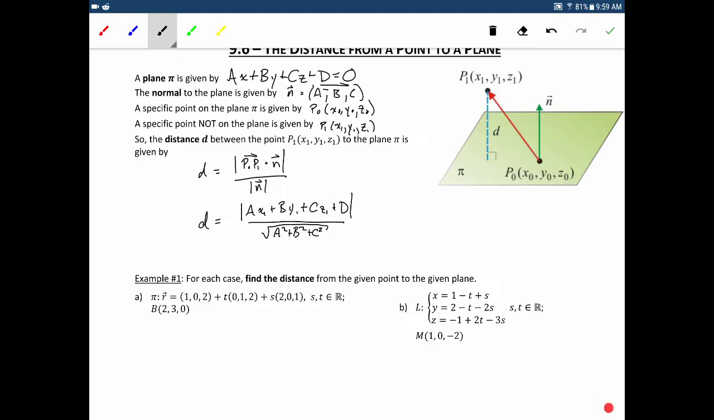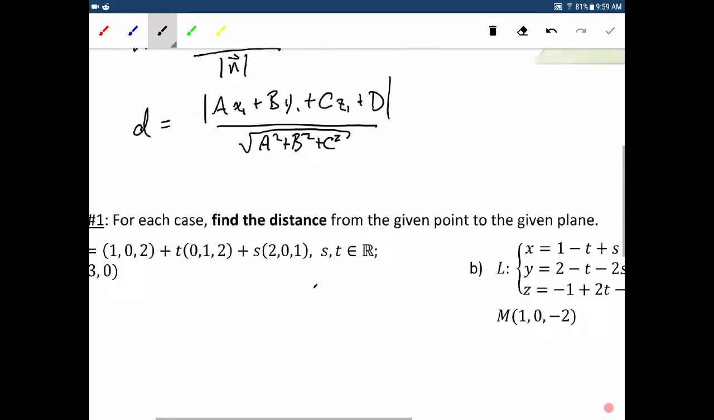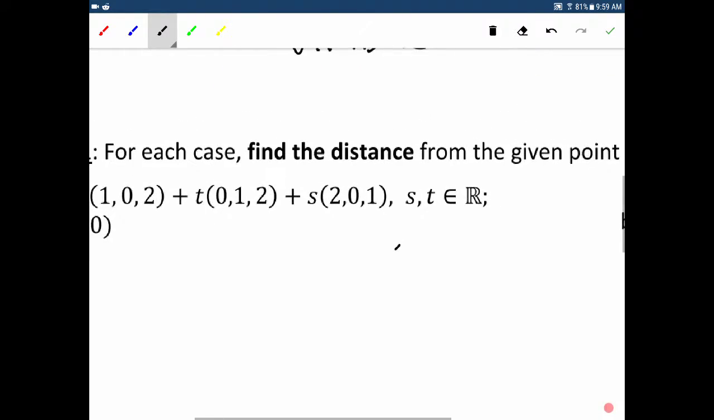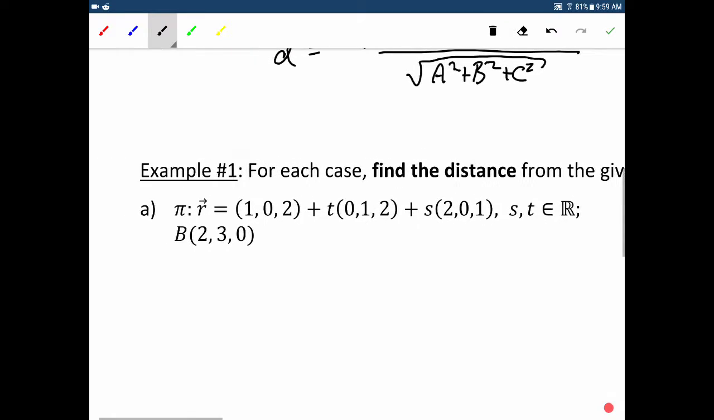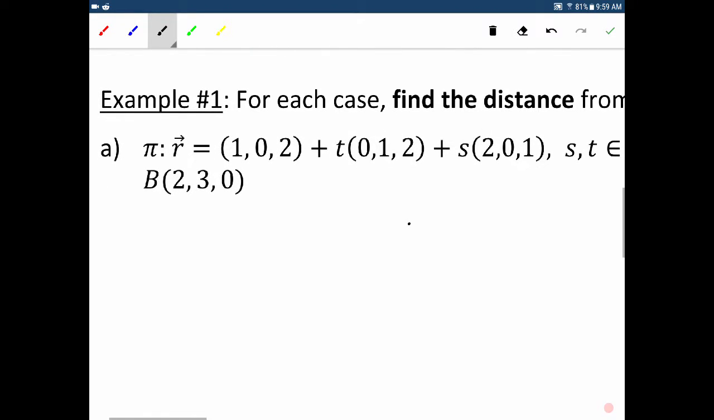But anyway, I'm going to walk you through number 1A here. So what we're going to do is, first of all, find the vector P0 to B, which you get by just subtracting the x, y, and z coordinates, so we are just going to get (1, 3, -2).